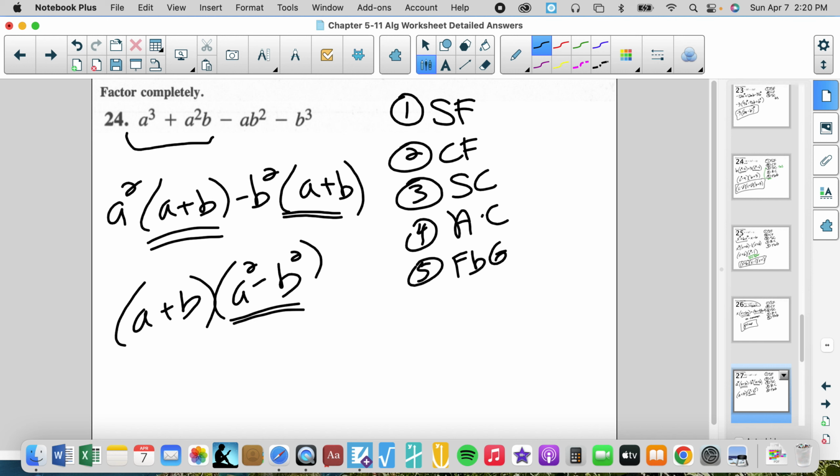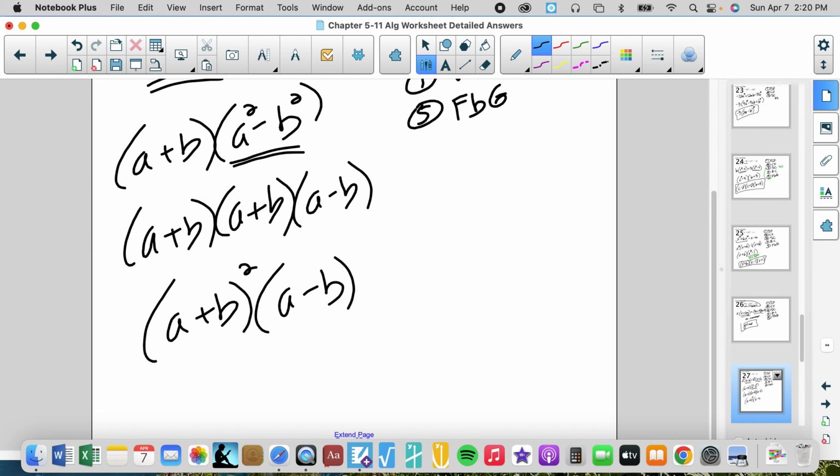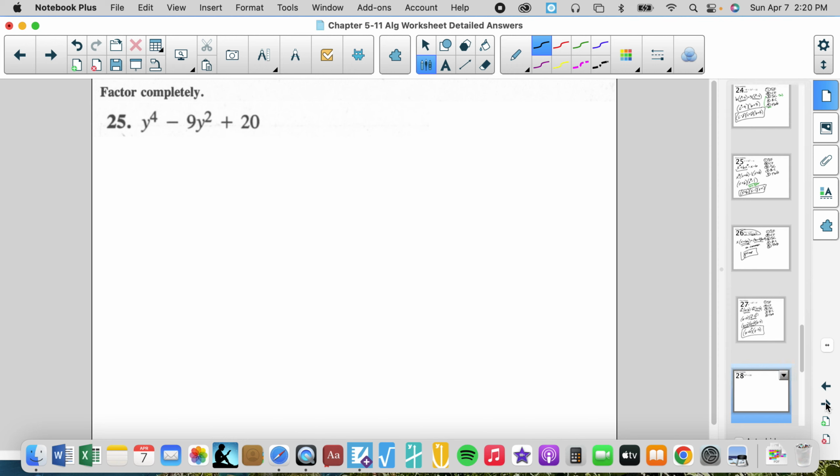And we see that we can still factor. That's a plus b, a minus b. And I would write this as the quantity a plus b squared times the quantity a minus b. I would write it as, because I have 2 of them, you should have 2 a plus b's. So I'm going to write that in that manner. I'm just going to be a stickler.